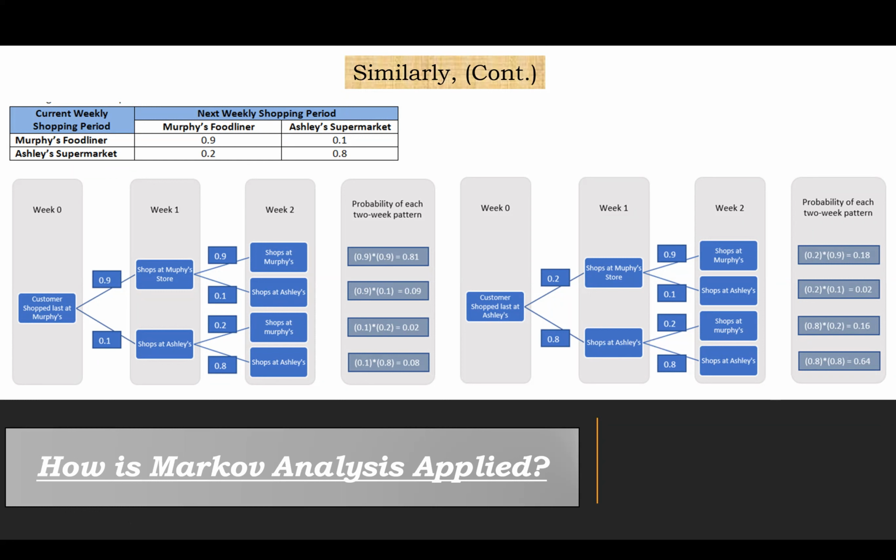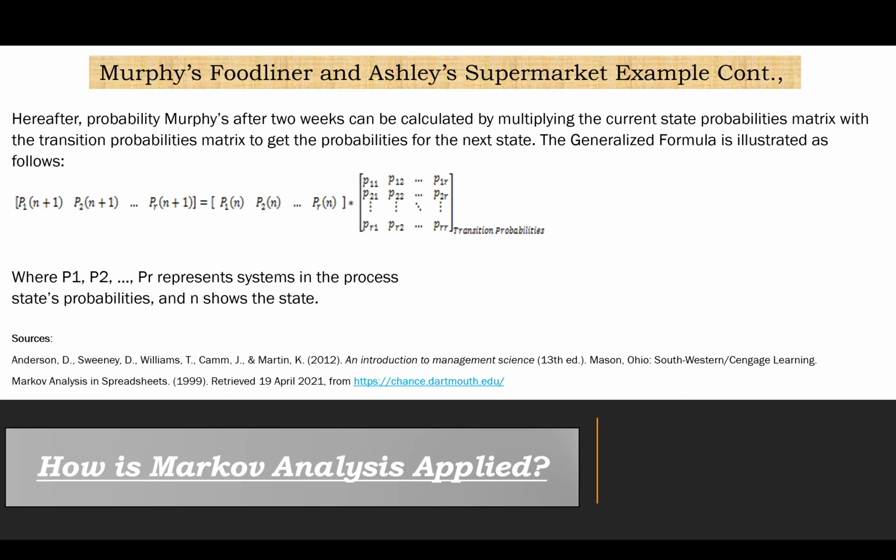Hereafter, the probability of Murphy's after 2 weeks can be calculated by multiplying the current state probabilities matrix with the transition probabilities matrix to get the probabilities for the next state. That's a lot of words, but the generalized formula illustrates what I just spoke of. It allows you to see the representation here that relates to the equation we just referenced, which allowed for the computation of the previous illustrations of the model.